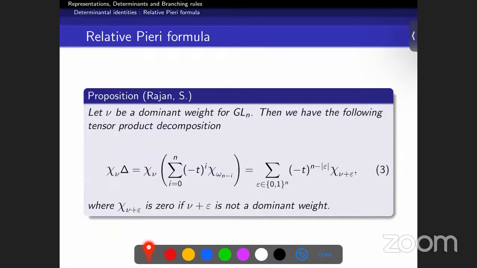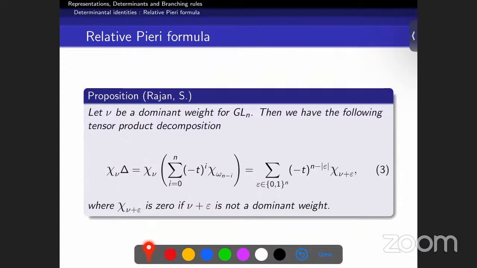So this is the proposition. Now, if I was to ask Professor Rajan, he would say that we should not be putting our name over here. But well, I consider this to be the only cute result that we have in this talk. So the exact result is that if I start with some irreducible highest weight representation, chi nu over here, and multiply it with this delta, where delta was the relative Weil denominator, then it decomposes exactly like this.